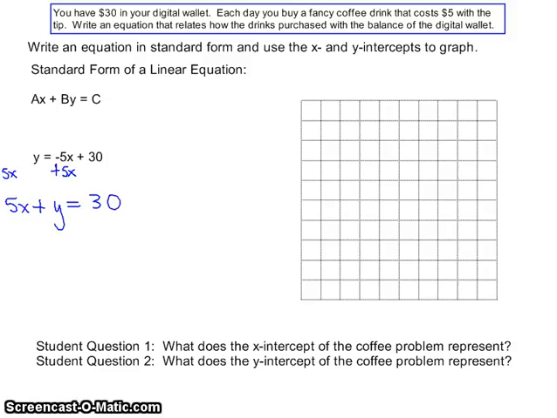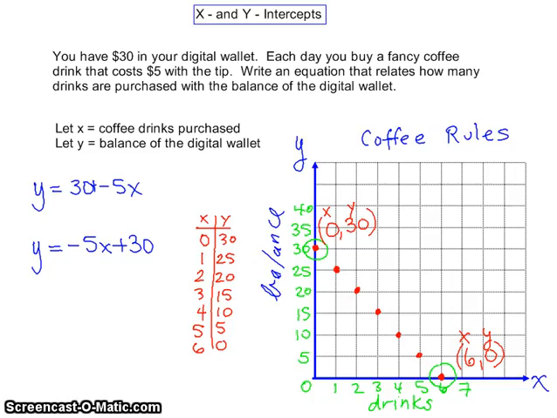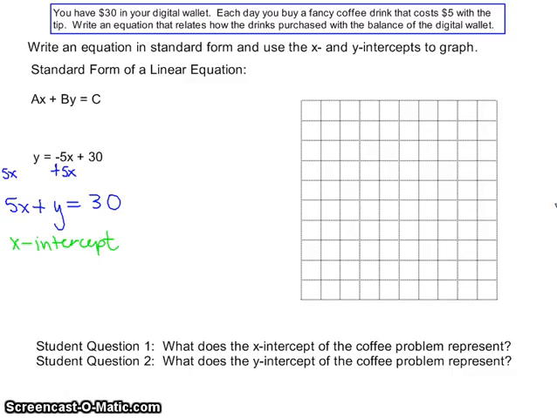In order to find the x-intercept, recall that from the graph, our x-intercept is when y is equal to 0. I like to do this, it makes it really easy. I just cover up the y because y is 0, and then I solve the equation. So 5 times what number gives me 30? Our x-coordinate is going to be 6, because 5 times 6 equals 30, and my y-coordinate is 0.